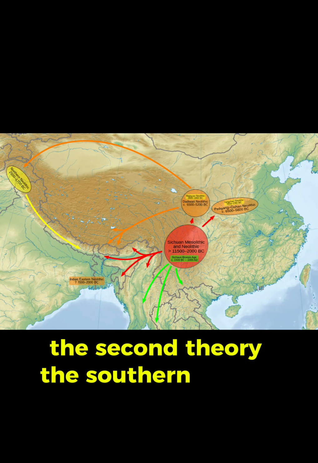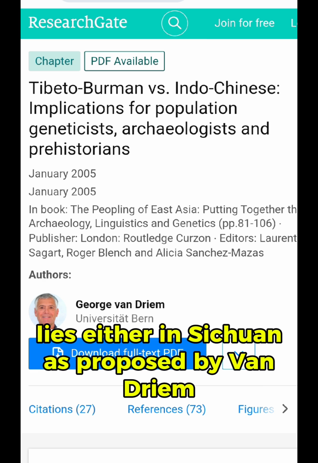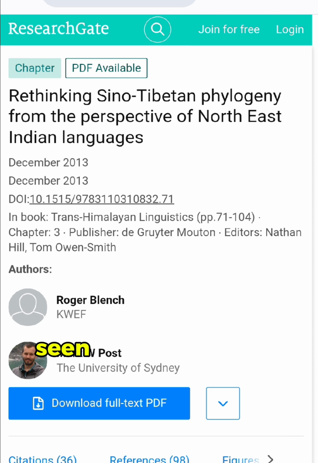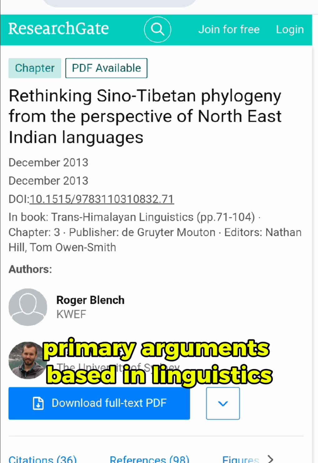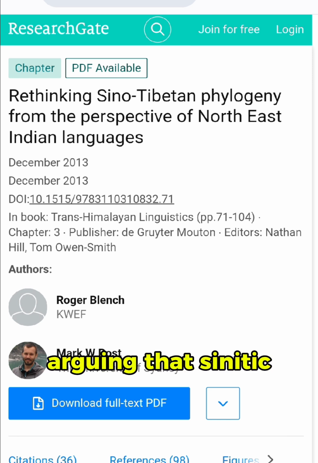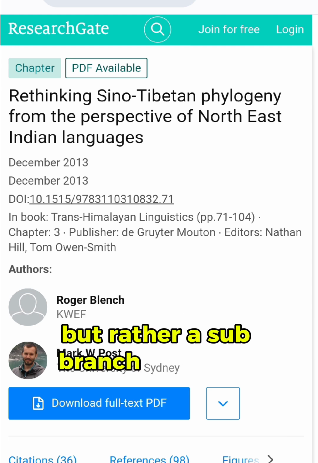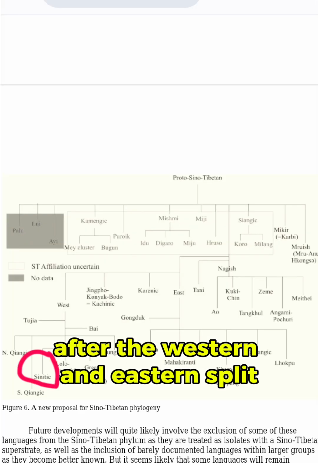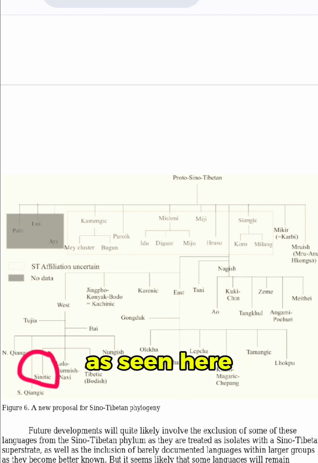The second theory, the southern theory, argues that the urheimat of the Sino-Tibetan speakers lies either in Sichuan, as proposed by Van Driem, seen here, or in northeast India, as proposed by Blench, seen here. Both these theories have their primary arguments based in linguistics, arguing that Sinitic should not be considered a main branch of Sino-Tibetan, but rather a sub-branch, with Van Driem placing it as a subgroup after the Western and Eastern split, while Blench places it even further away from the trunk, as seen here.